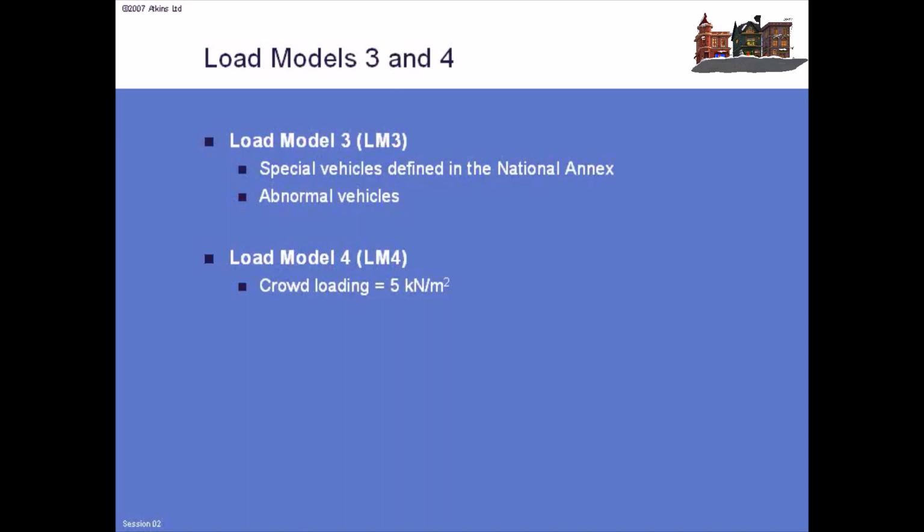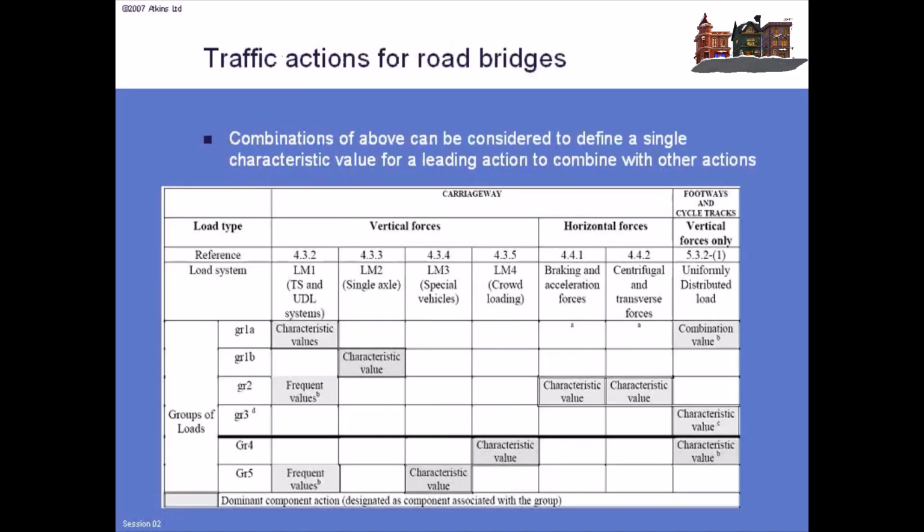The load model 4 is just crowd loading. I will go into actual combinations of how you combine different traffic loads together in the next section, so I won't cover that now, but basically you have to look at those different load models 1 to 4 in different combinations. So we don't have them all acting together, for example, but we might have the special vehicle with load model 1, which is the old equivalent of HB and HA, so there have to be some rules about how you add them together, and we'll cover that in the next session.